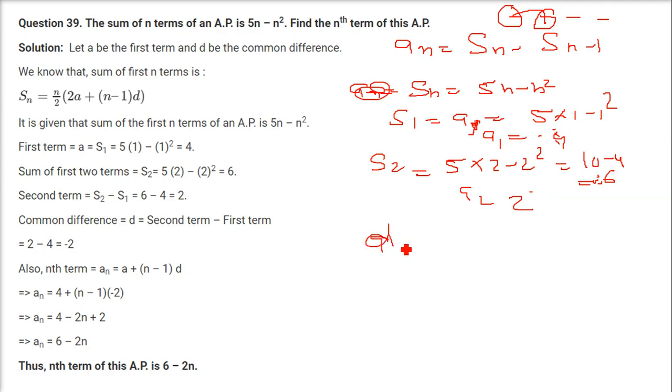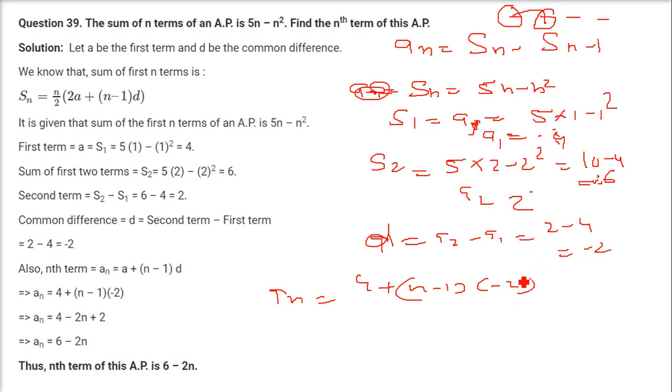Now d will be the second term minus the first term, that is A2 minus A1. So 2 minus 4, you get minus 2. So d is known, a is known. When you have a and d, you can find out An. An is what? a plus n minus 1 into d. a is known, 4 plus n minus 1 into d. What is d? We just found it to be minus 2. So 4 minus 2n plus 2, which is equal to 6 minus 2n, is An.